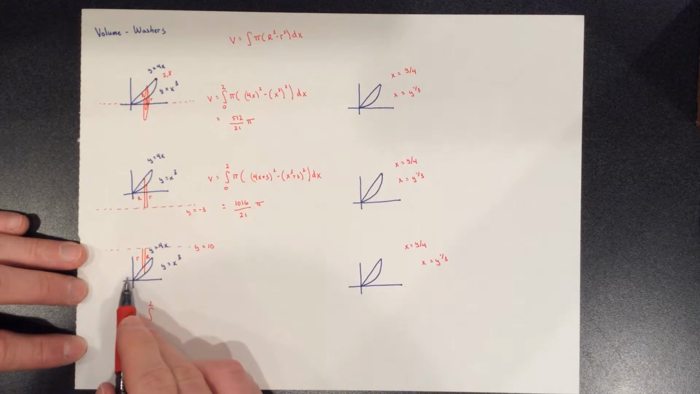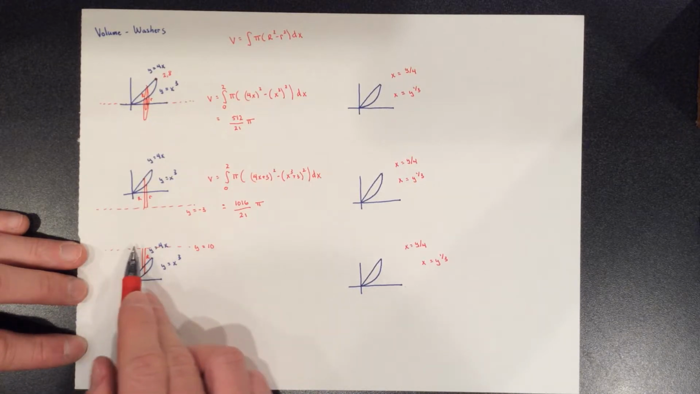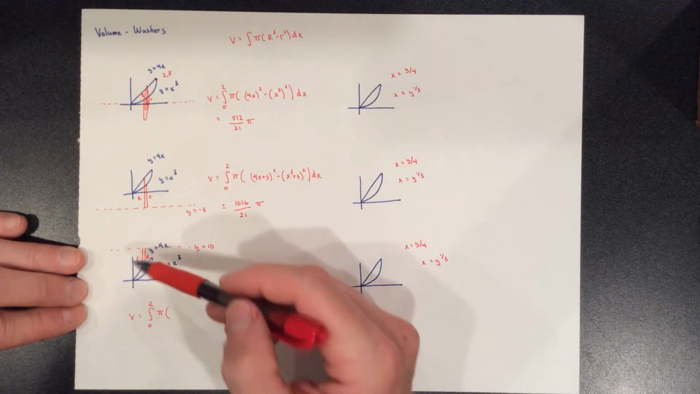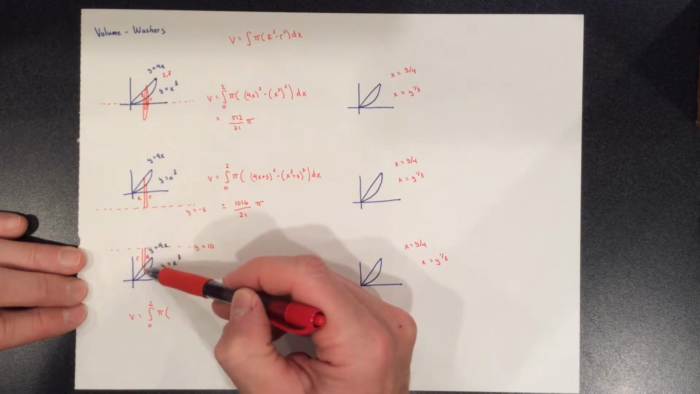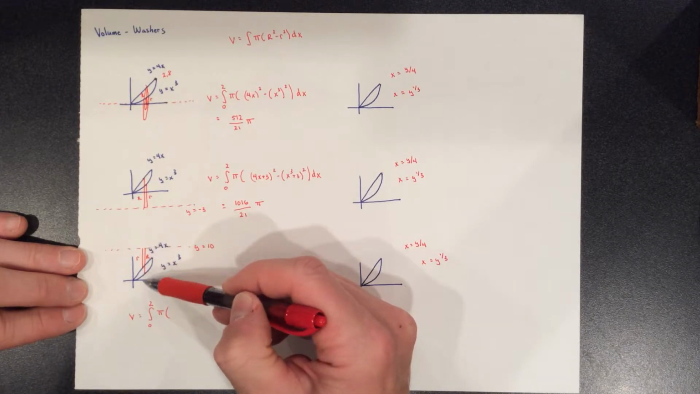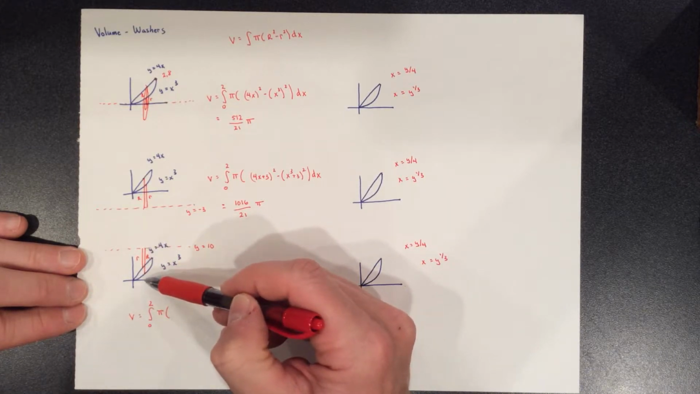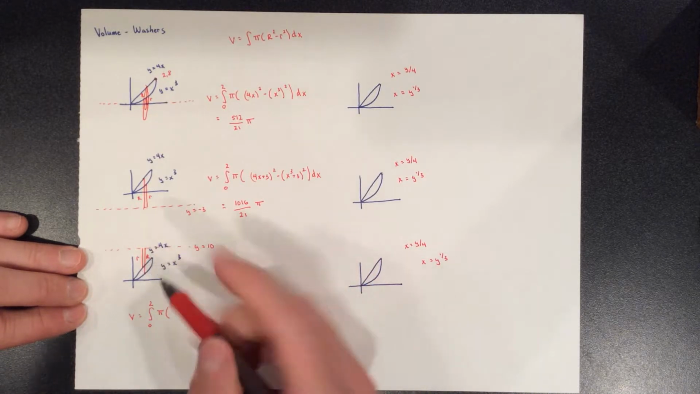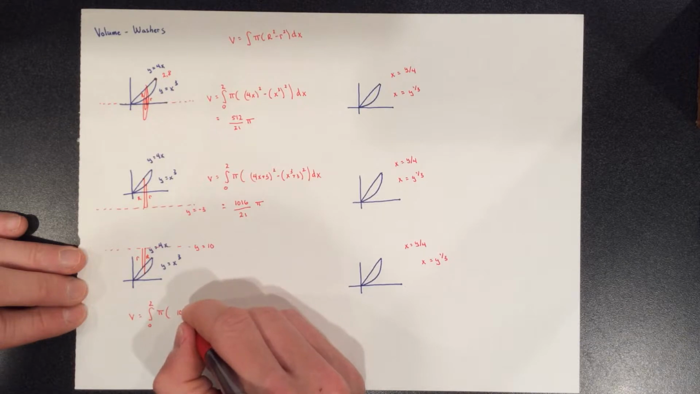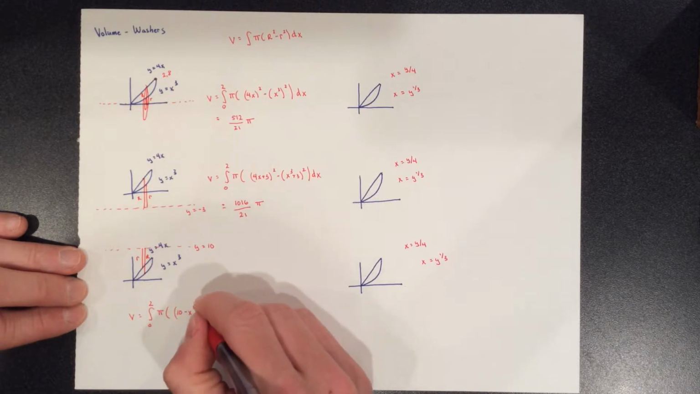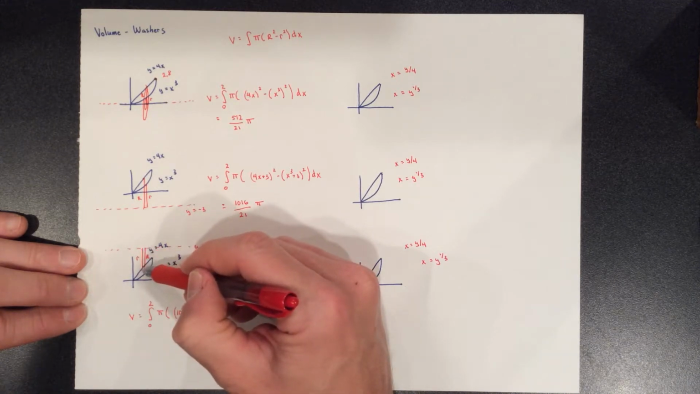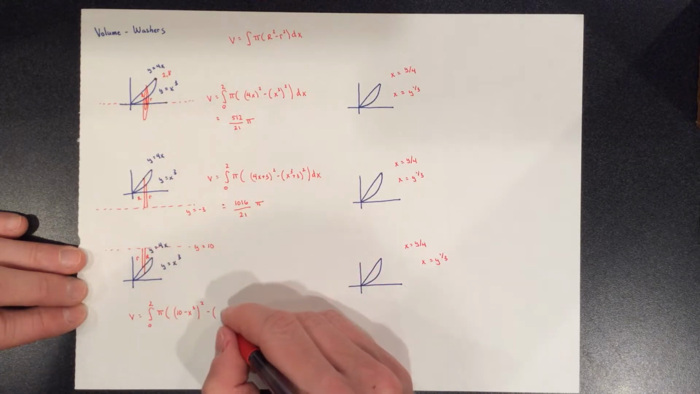You're still stacking them from 0 to 2, right? Your washers are still moving horizontally, pi, and then what's big R? Big R is from here to here. Well, from here all the way to the axis, that's 10. From the axis to here is x cubed. So this distance is 10 minus x cubed. That's big R squared minus little r. Little r is from here to here. Well, this is 4x. This is 10. So then this must be 10 minus 4x.